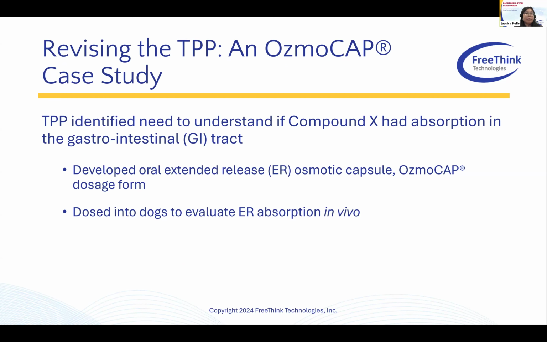Okay, so as you saw, the TPP identified the need to understand if compound X has absorption in the gastrointestinal tract, as if you're moving from an IR, immediate release dosage form, to an extended release dosage form, absorption will shift further down the GI tract into either the small or the lower intestine. And so we don't have any data to understand this yet. So to understand the absorption in the GI tract, we developed an oral extended release (ER) osmotic capsule (OsmoCap) dosage form, and we dosed into dogs to evaluate the ER absorption in vivo.